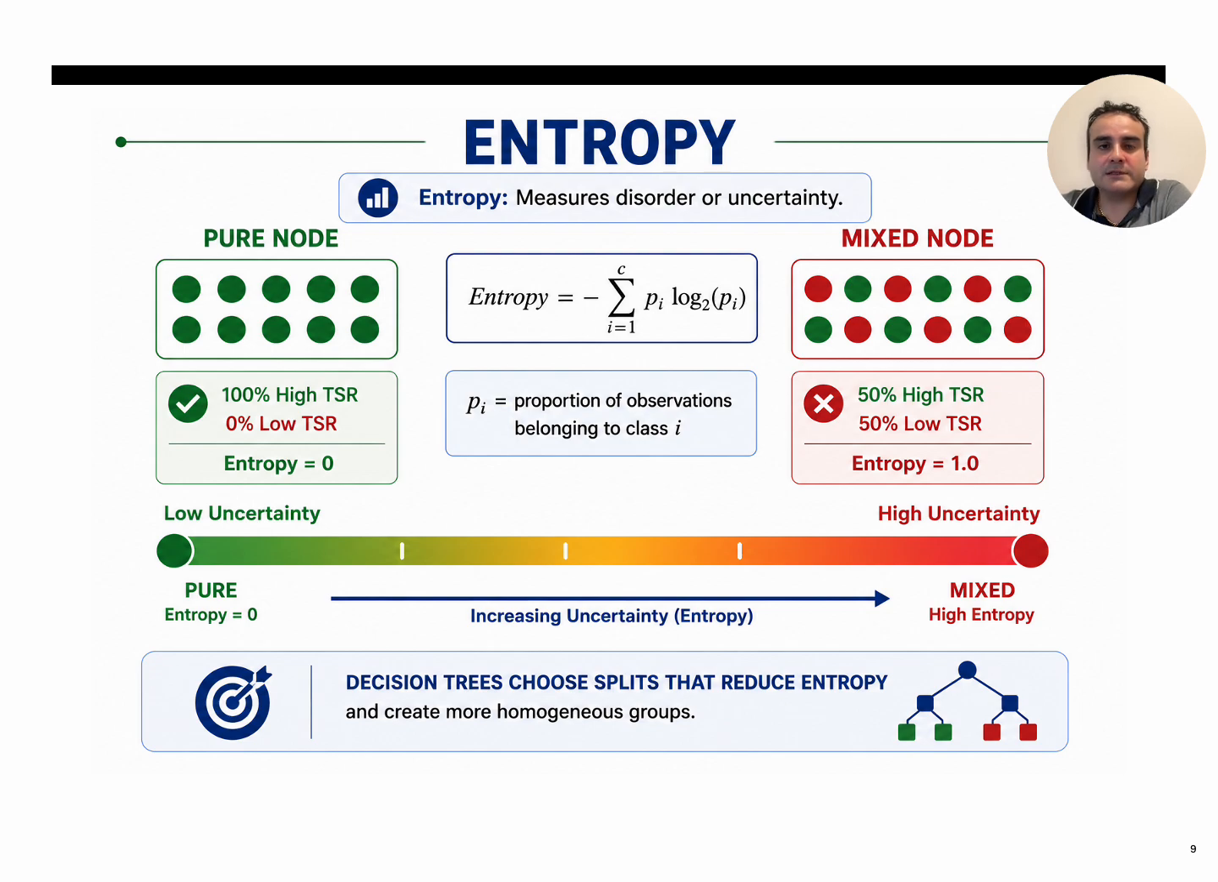Think of entropy as a measure of disorder. High entropy means the observations are mixed and difficult to classify. Low entropy means the observations are organized and easy to classify. The objective of the decision tree is to reduce entropy with every split.